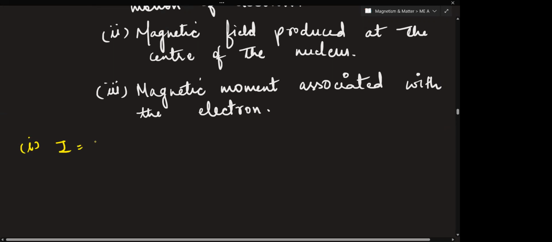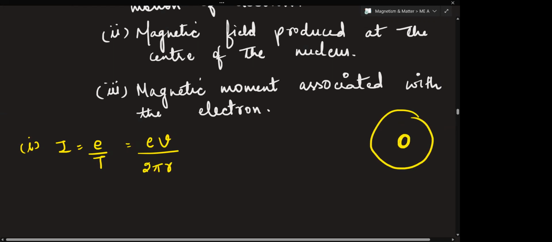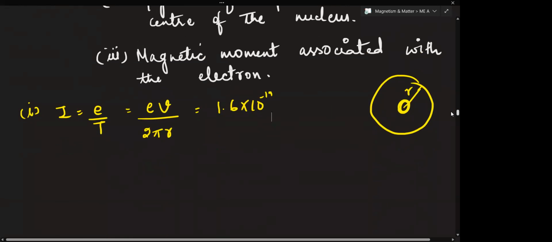So current is basically charge divided by time, or time period also. You can write it as distance, that is 2 pi r, divided by velocity. This formula we've already done. See, this is the nucleus, and this is the distance. So electronic charge is 1.6 into 10 to the power minus 19. Velocity is 2 into 10 to the power 6.